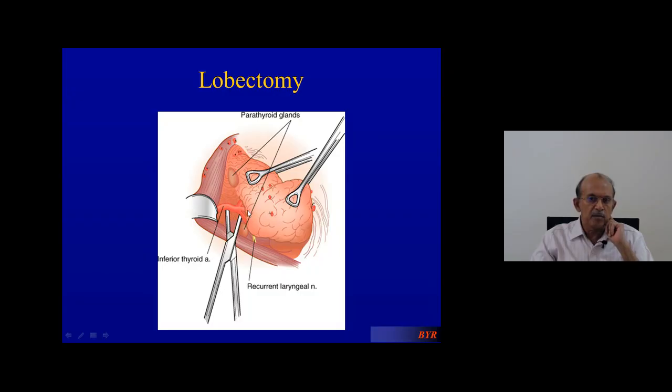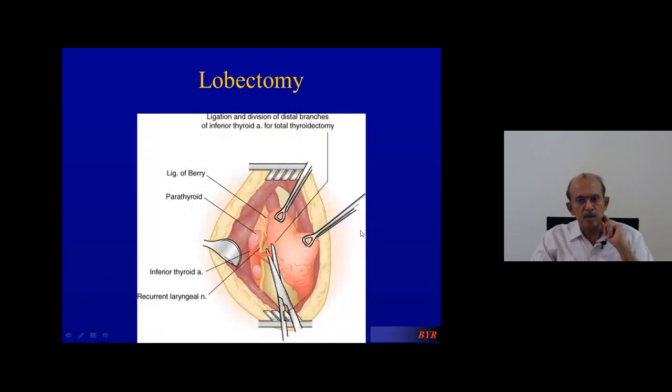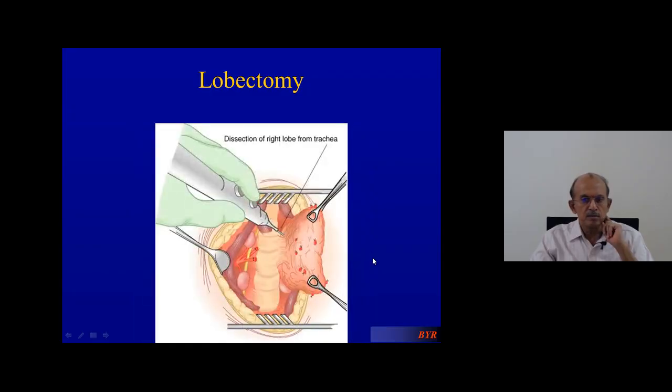So how is it going? You look at the recurrent laryngeal nerve and then you ligate the artery. Sometimes the nerve goes between the branches. So you must look at the nerve, then only will you be able to safeguard it. Otherwise, you will damage the nerve.